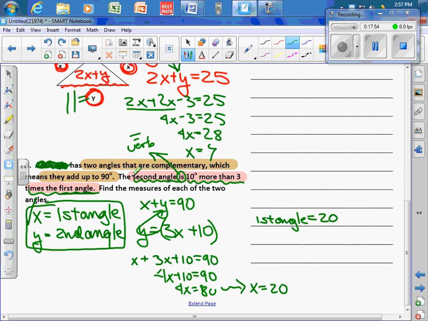And if the first angle is 20, the second angle must be what? 70. Because we take 3 times 20 is 60 plus 10 is 70. Do they add up to 90? Yes, they do. So your assignment is the assignment sheet that you have on your assignment page, page 394.